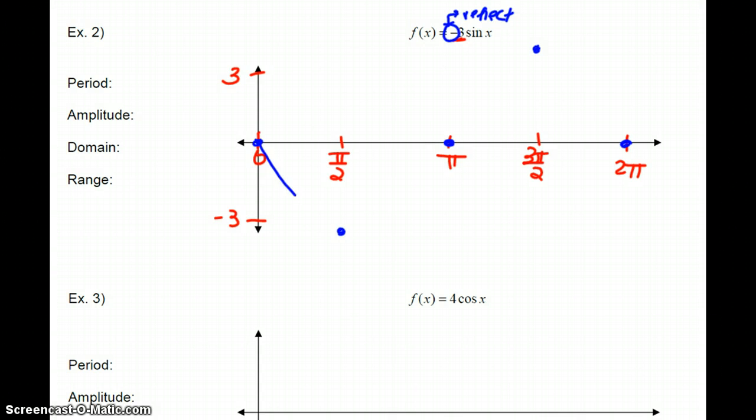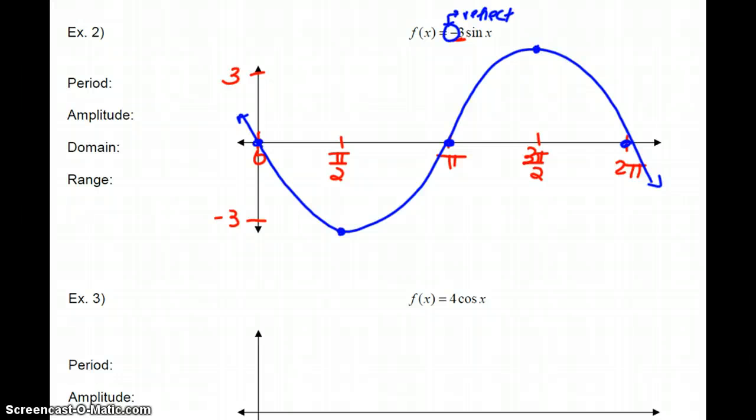Go ahead and connect. And that's my graph. You can show that it continues with arrows if you choose to do so, but you only have to graph one period. That period is 2 pi. Your amplitude is 3. Domain is all reals. And your range is -3 to 3.